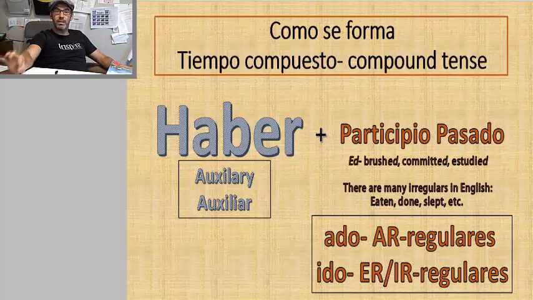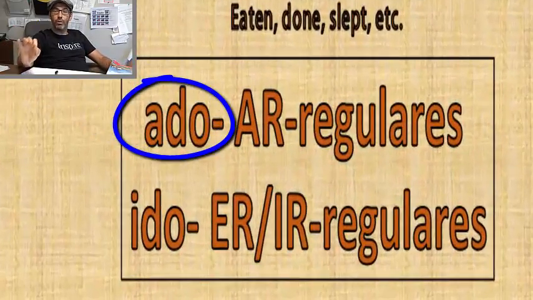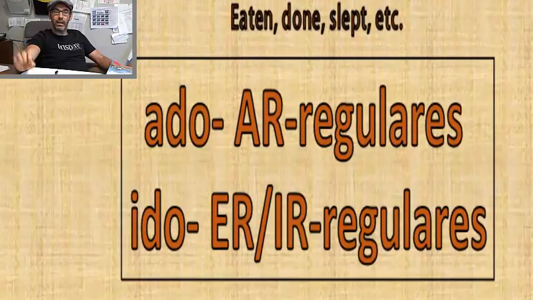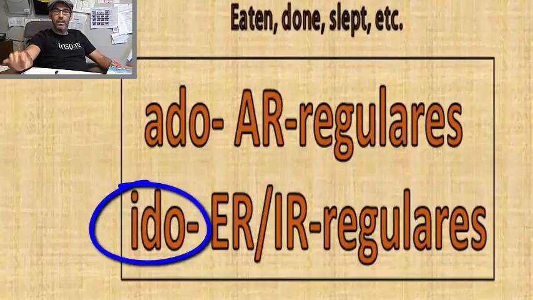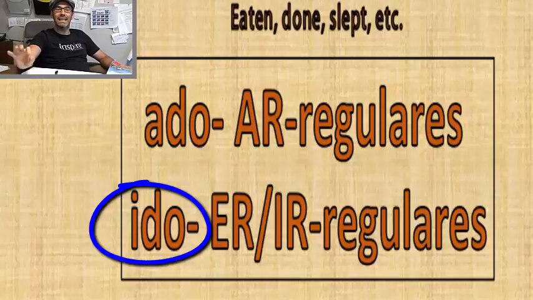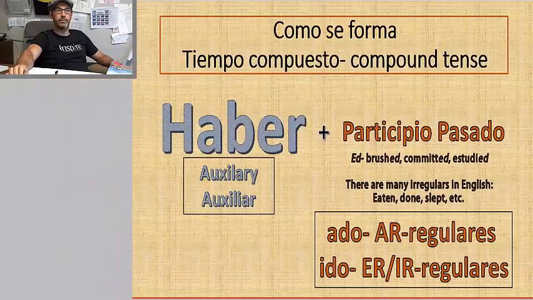So, el participio pasado, or the past participle, let's remember that for verbos regulares in Spanish ending in AR, the past participle ends in ado, and for verbos regulares that end in ER or IR, the participio pasado or the past participle ends in ido. And we'll see those in more detail in just a second.